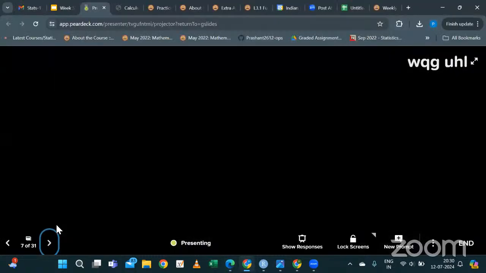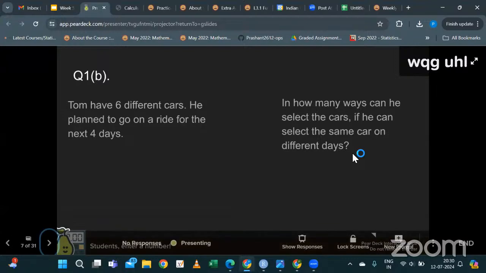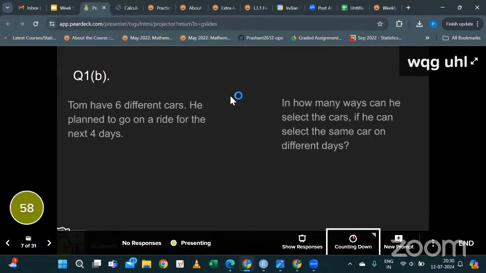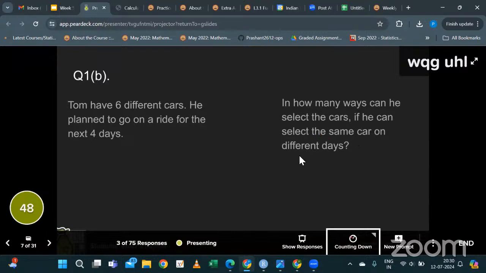Okay, so let me come to the next question. This is the same question. The difference is he can select the same car on different days, I mean he can repeat the car. So the answer will change. I'm going to give you 1 minute to see how many of you can give the answer within this time limit. If needed, I will extend the time limit. This is a very basic thing. Or else let me give you 3 minutes. Okay, no worries.